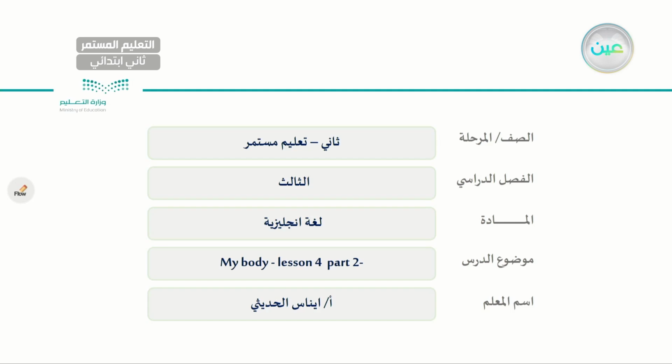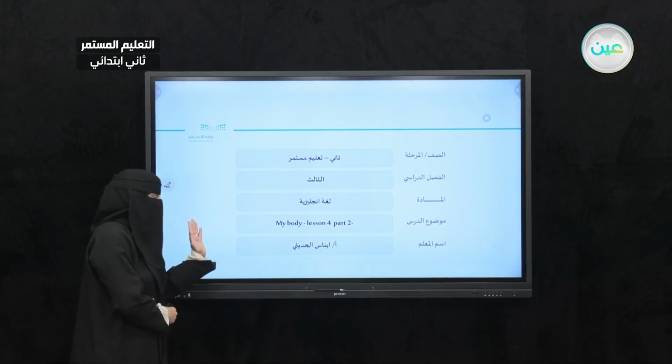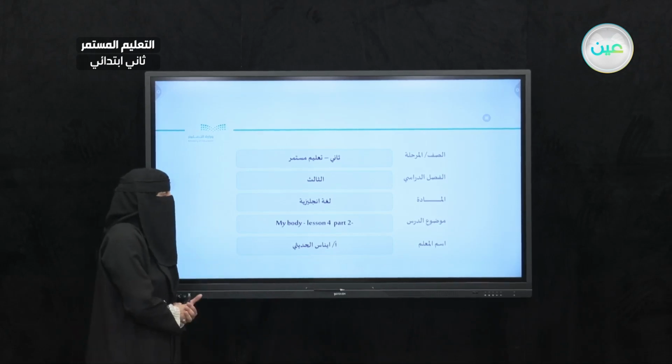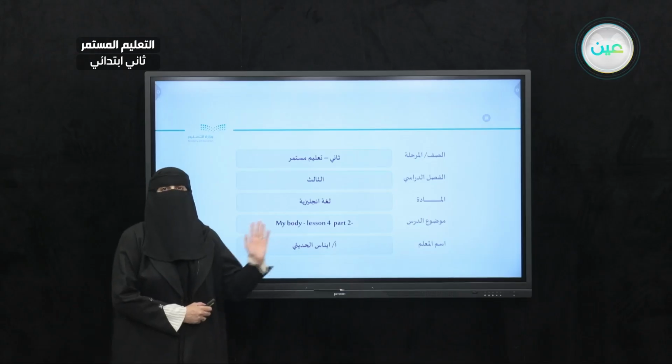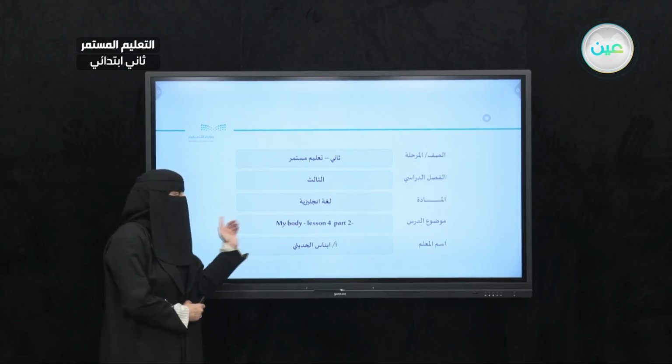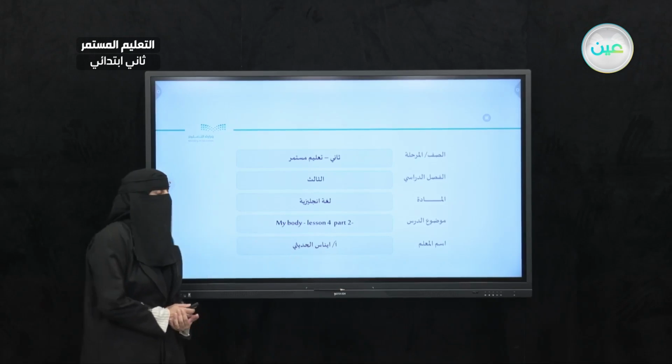So as you can see, today we will have our last lesson of our curriculum. Today we will have the second part of the last lesson of the last unit. The name of the unit is called My Body. That's the last lesson, lesson number 4, and this is the second part. So we decided, because it has so much information, to have it in two parts. This will be the second and the last part of lesson number 4.